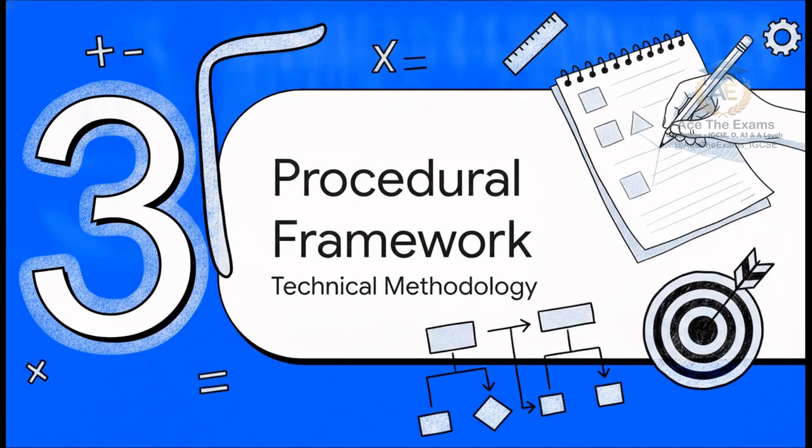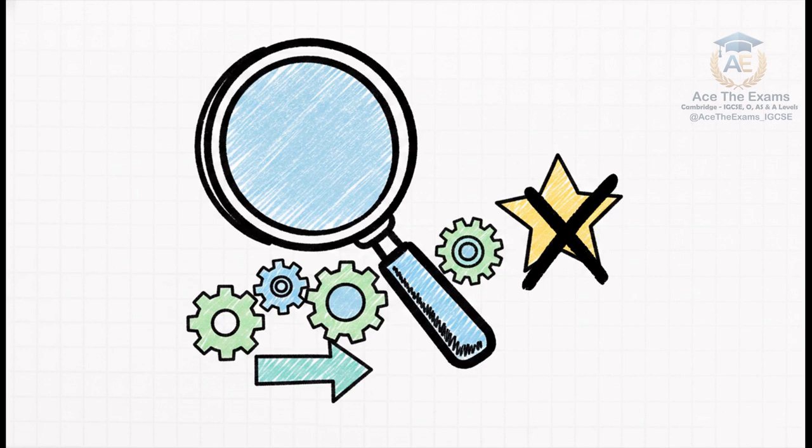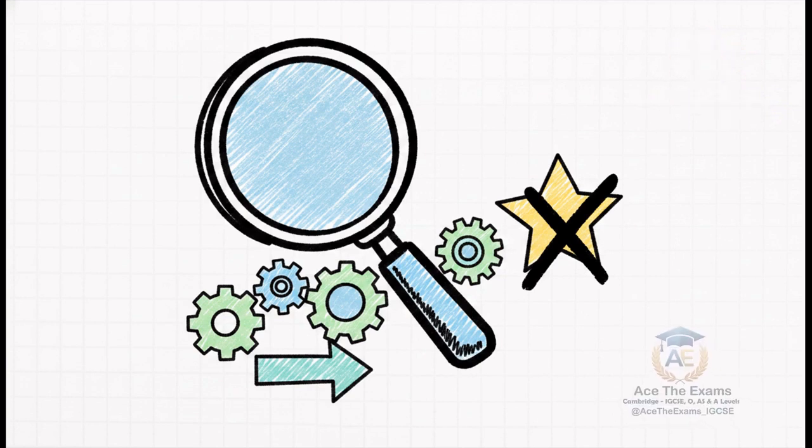Which brings us right to section 3, the procedural framework and your technical methodology. Listen, if there is one single thing you take away from this explainer, it absolutely should be the method mark strategy. In Additional Mathematics 0606, marks are awarded for systematic analysis and process, not just the final calculation. You must prove your systematic processing to the examiners.